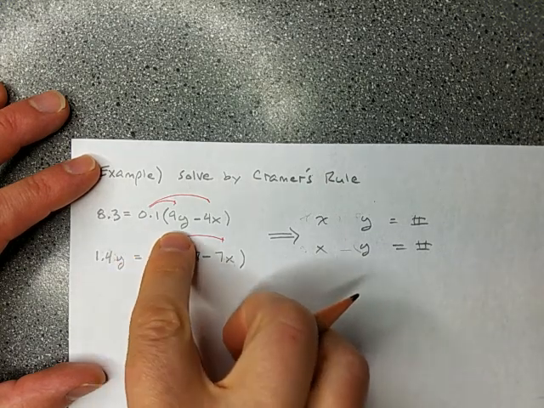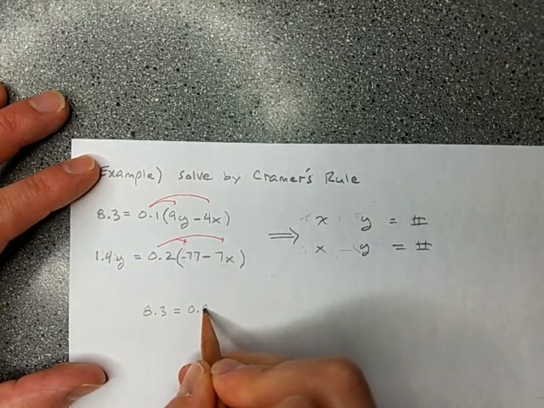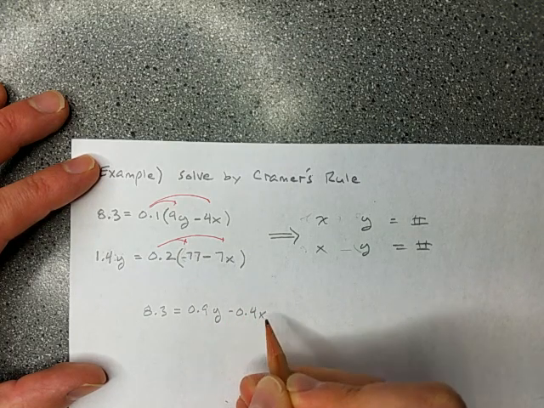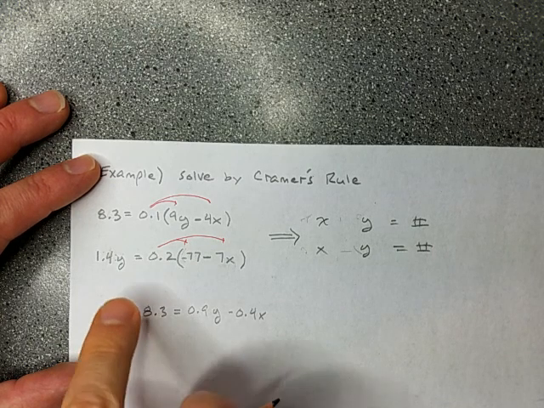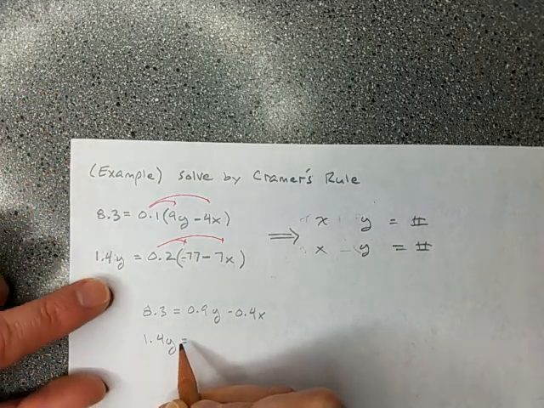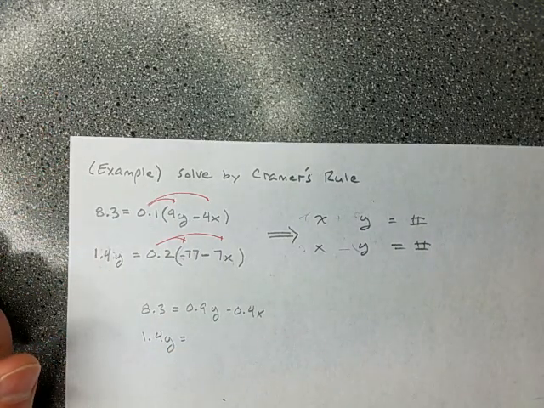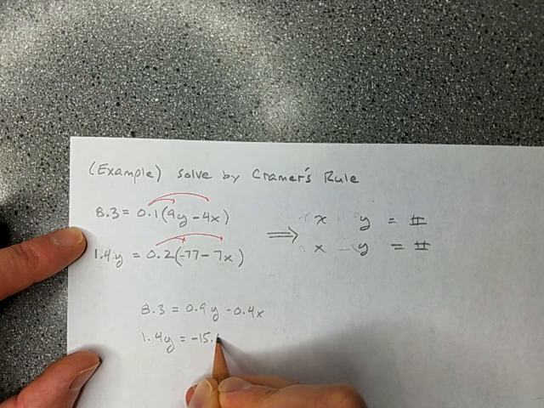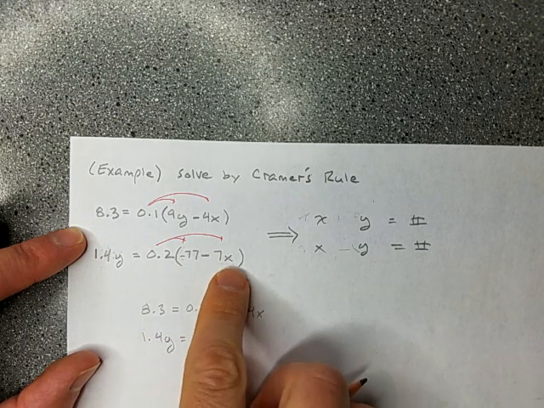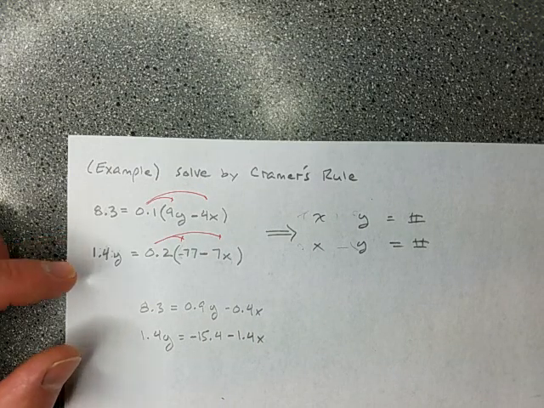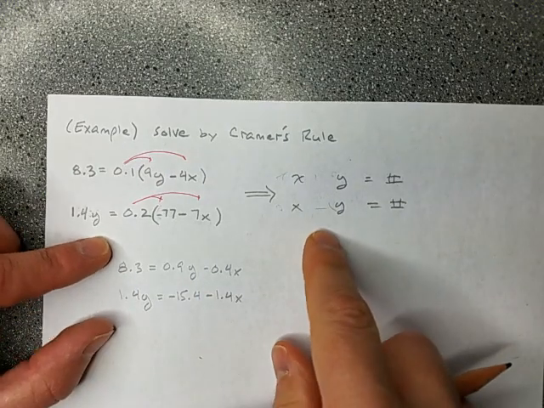And I'll multiply 0.1 through there. I'll get 0.9y minus 0.4x. Okay? And if I do that with this other one, let's see, I got 1.4y over here. And I'll take 0.2 times 77, so that's going to be 15.4, negative 15.4. And then 0.2 times negative 7x, so that's negative 1.4x. Now, I'm a little closer, but I'm not there yet.